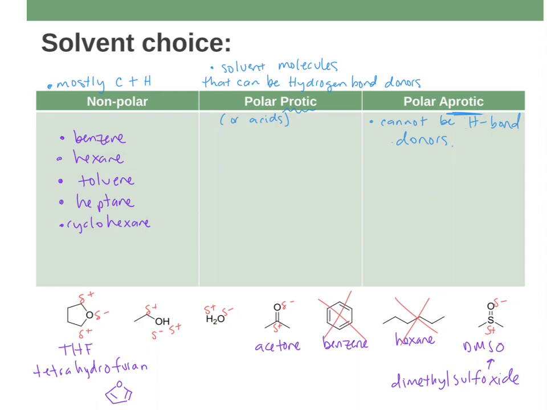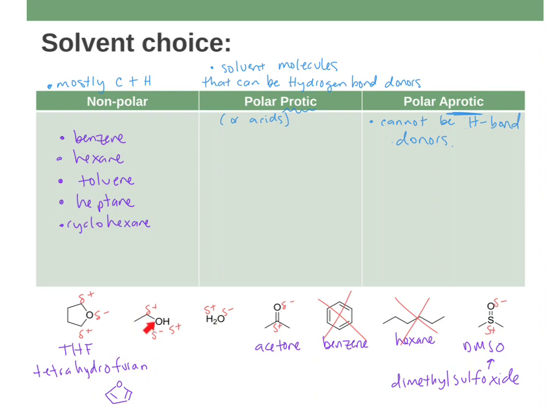Do they have a partially positive hydrogen attached to an N, an O, or an F? If I look at THF here, I don't see any H's that are attached to an N or an O or an F. All the H's are attached to carbons. So THF is not a hydrogen bond donor. It's just a polar molecule. This would be a polar aprotic.